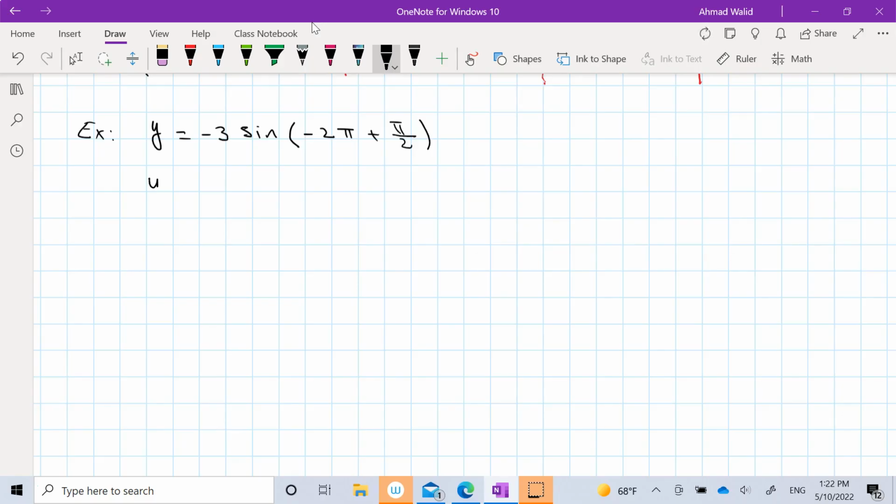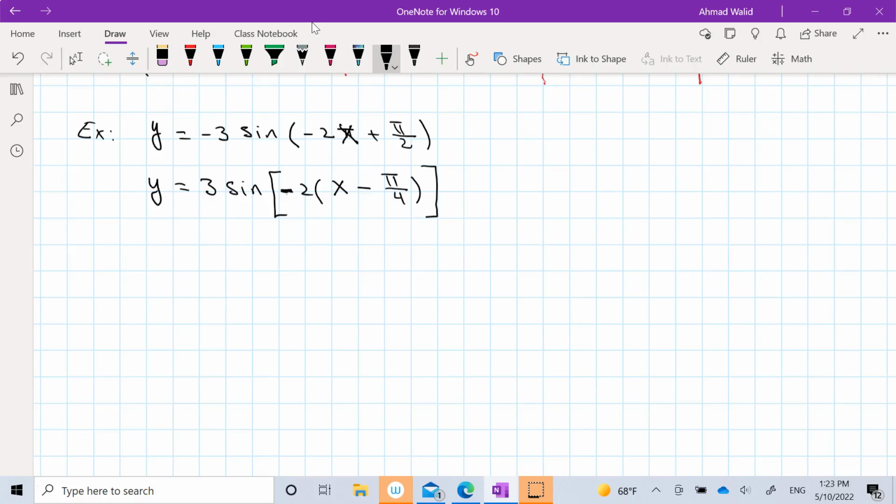Be careful when you are factoring. Y equals -3 sine of -2. When you factor -2, x divided by -2 gives you x. Positive pi over 2 divided by -2 gives you negative pi over 4. Here. Now, still this negative is a problem, correct? We need to change it to positive.